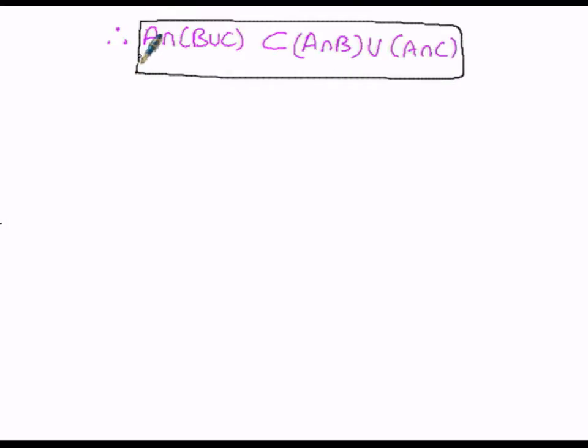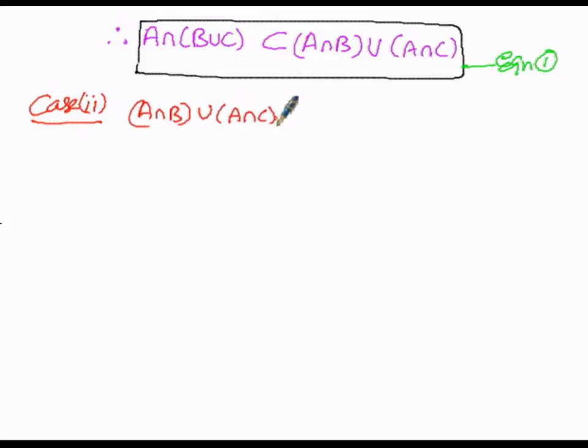Let us consider this as condition number 1, or equation number 1, which we got from case number 1. Now we are going to prove the second case, case number 2. In case number 2 we have to prove in a reverse manner, that is, the RHS must be a subset of the LHS, that is A intersection of B union A intersection of C must be a subset of the LHS, that is A intersection of B union C.